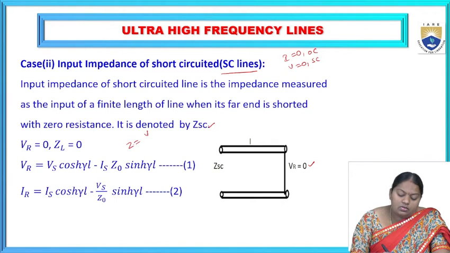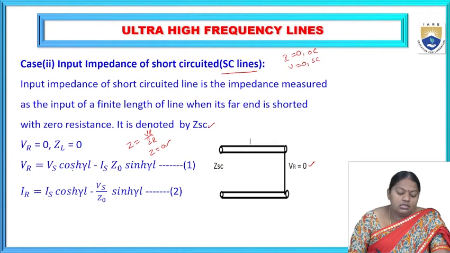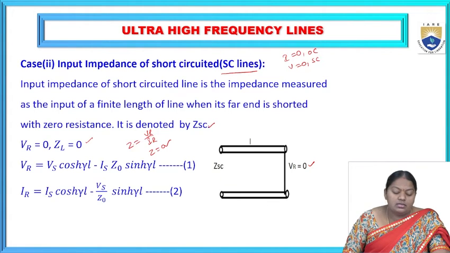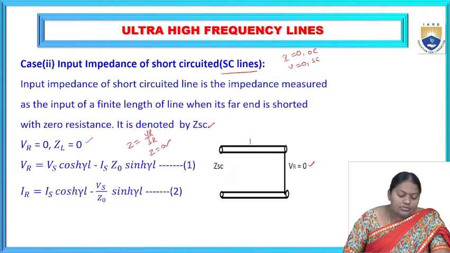As we know, Z is equal to voltage to current, that is VR to IR. If VR is equal to 0, Z is equal to 0. That should be considered at the far end, where the load impedance was connected, hence ZL is equal to 0. Now consider the voltage and current relations of the transmission line. Equation 1: VR equals Vs cosh gamma L minus Is Z naught sinh gamma L. Similarly, equation 2: IR equals Is cosh gamma L minus Vs by Z naught sinh gamma L.